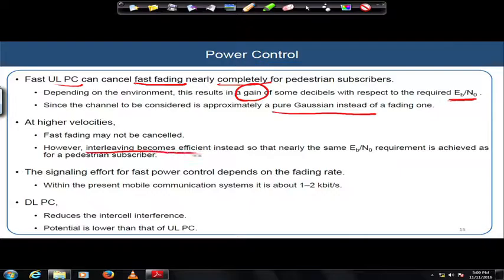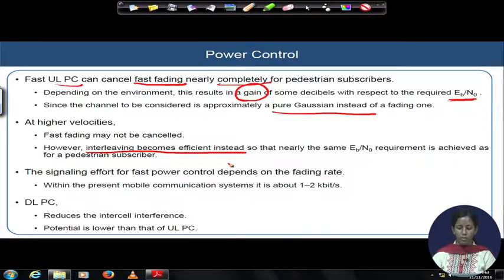Or if you are moving with a very high velocity, then fast fading we cannot cancel by the uplink power control, but however, some interleaving comes into the picture, and as an efficient measure, nearly the same Eb/N0 requirement we can carry out, and it is achieved as for the pedestrian subscribers.